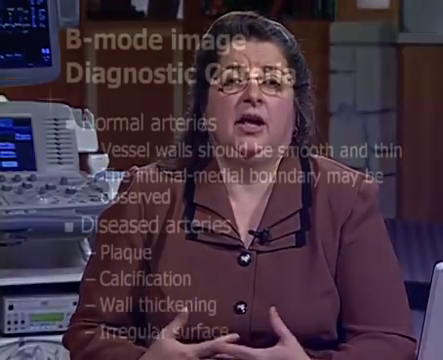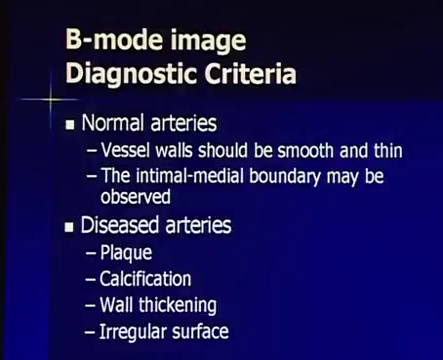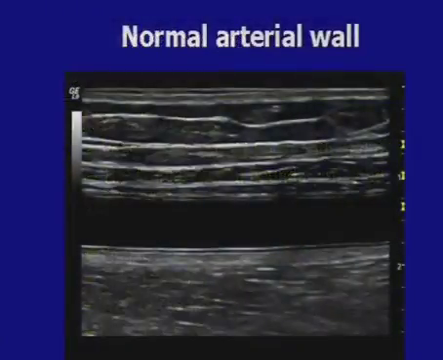Normally, what we expect to find on the B-mode image are vessels that have a nice thin wall, smooth intima, a smooth intimomedial boundary that we can appreciate. When we get disease, obviously, we'll see plaque. We'll see this atherosclerosis. We may see varying levels of calcification in the plaque. We can also see wall thickening or just a generalized irregular surface to the vessel wall.